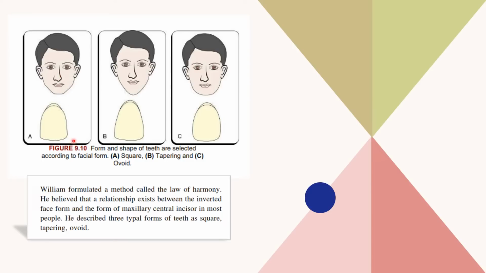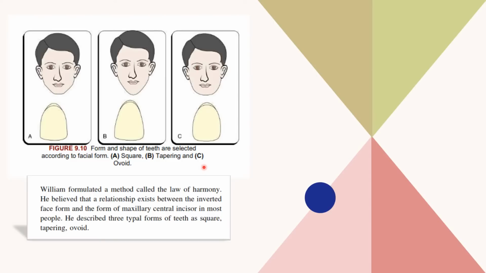The form and shape of the teeth is also selected according to the facial form. So here, square facial form, this is tapering and this is the ovoid. What is square? The lines are almost parallel. See here the lines are almost parallel and here the lines converge towards the chin. Okay, this is tapering and this is ovoid, that is lines diverge towards the chin.